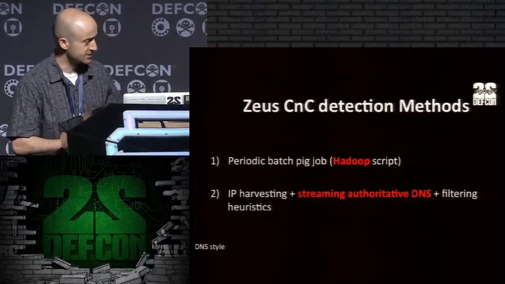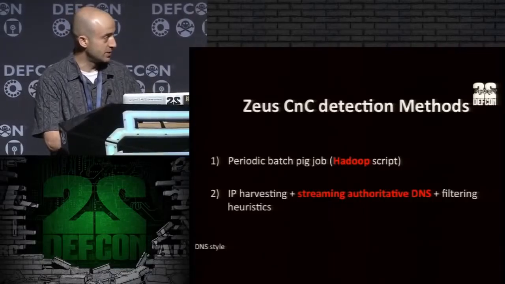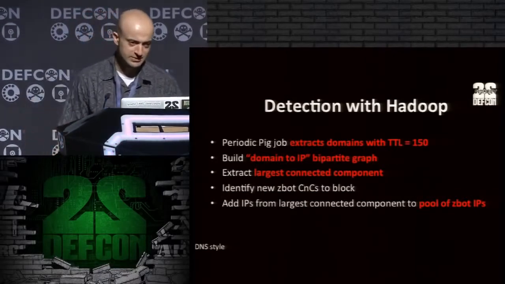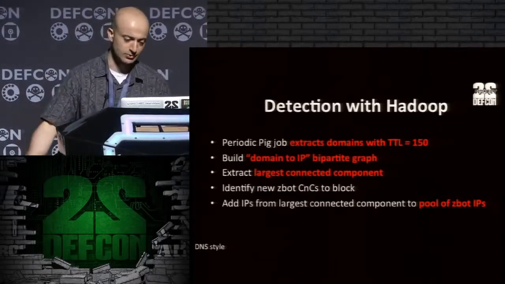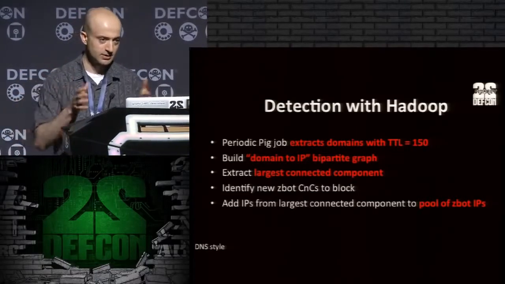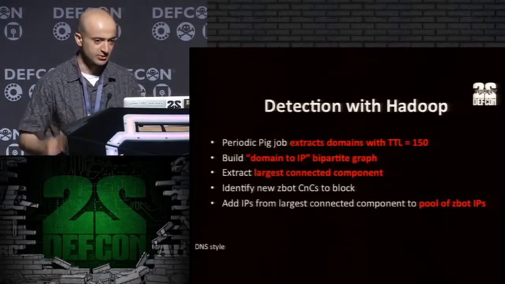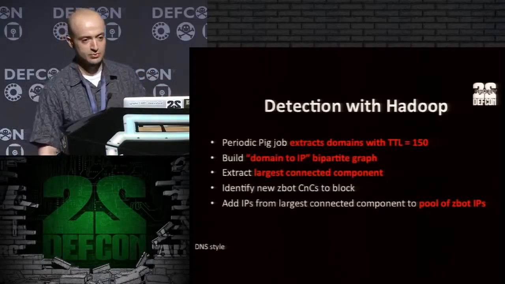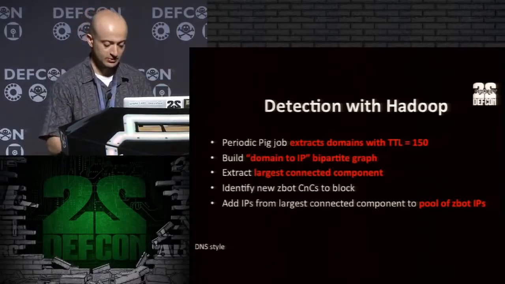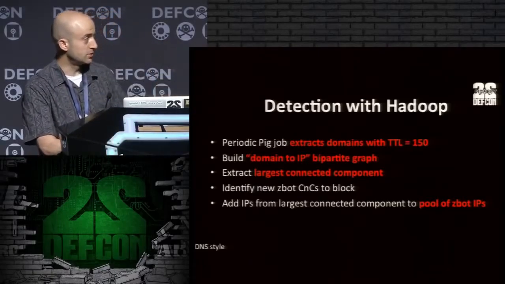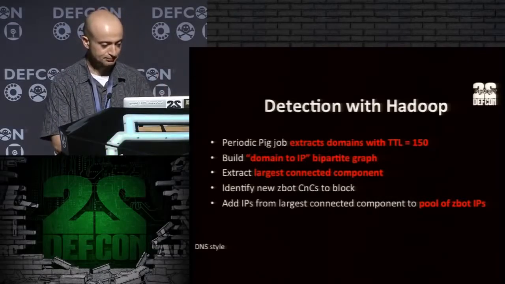Now, how do we catch these CNC domains? We have two methods, as we said. One is Hadoop-based and one is streaming DNS-based. For the first one, just for your reference, we use PIG, which is a language that allows it to process the data stored on HDFS, and we extract from, let's say, a set of files within a certain time frame. We'll extract fast flux domains with a TTL of 150 seconds. And then we build a graph, the domain to IP bipartite graph, and then we extract the largest connected component. That one will give you empirically the bulk of the domains and IPs.